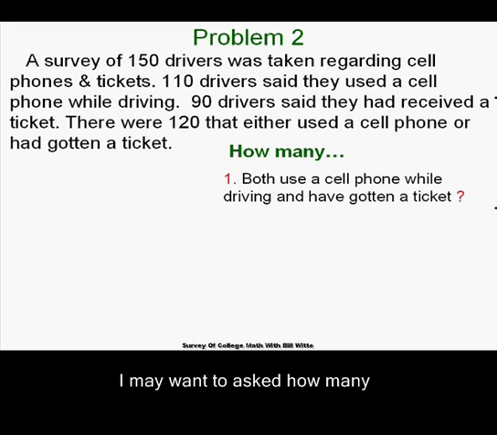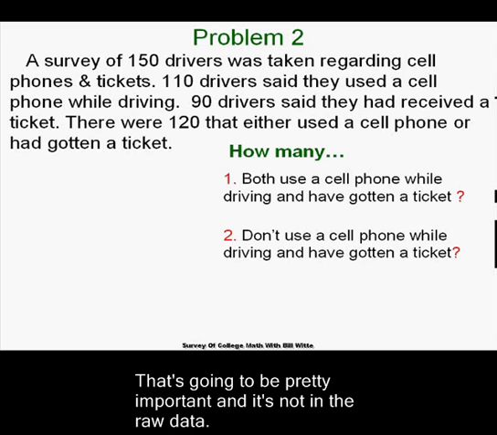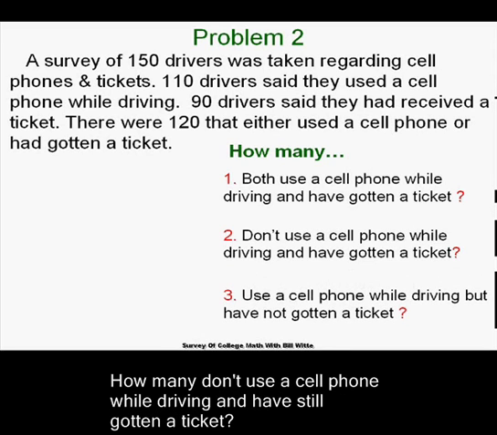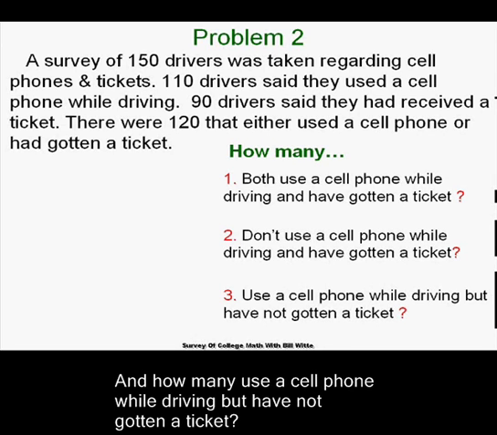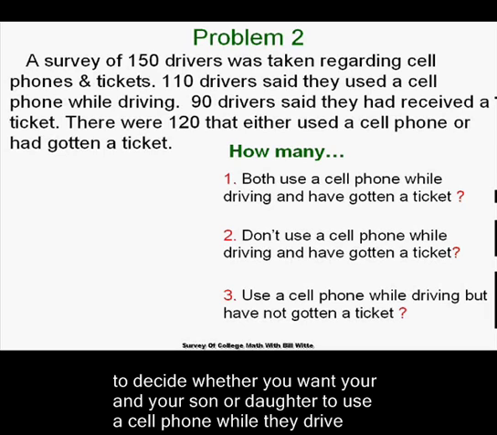I might want to ask how many both use a cell phone while driving and have gotten a ticket. That's going to be pretty important, and that's not in the raw data. How many don't use a cell phone while driving and have still gotten a ticket? And how many use a cell phone while driving but have not gotten a ticket? That would be of use. All 3 of these questions would be very useful to decide whether you want maybe your son or daughter to use a cell phone while they drive, or you yourself even.